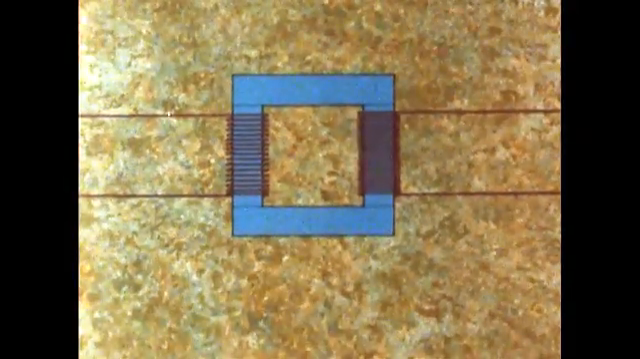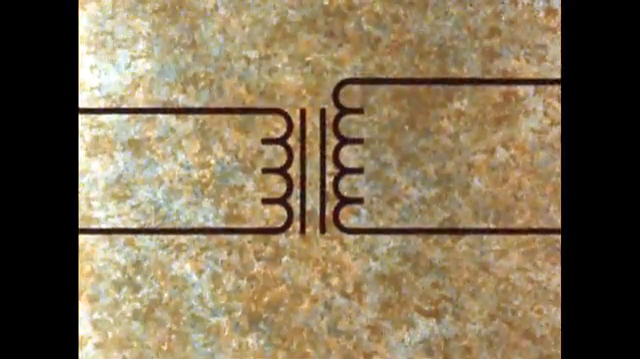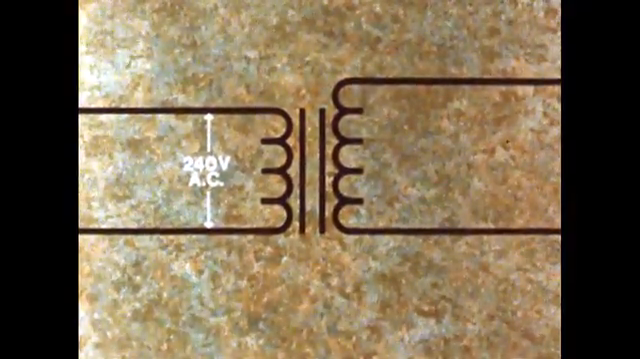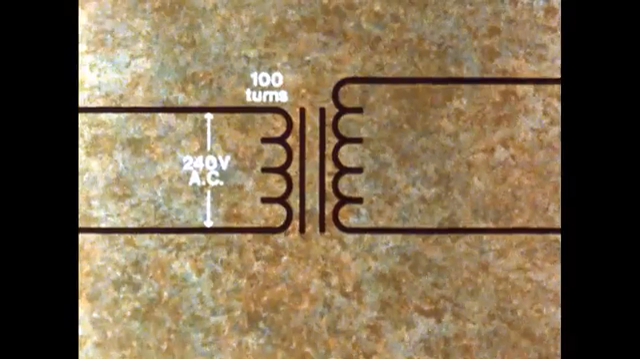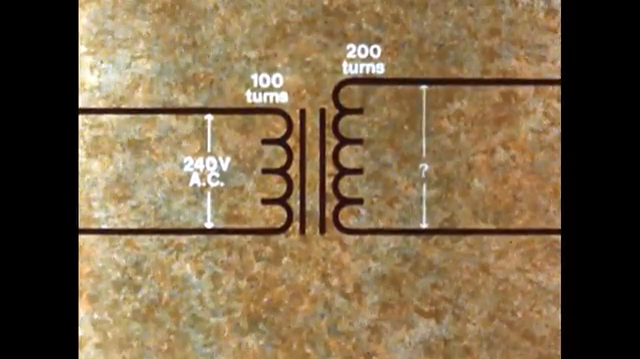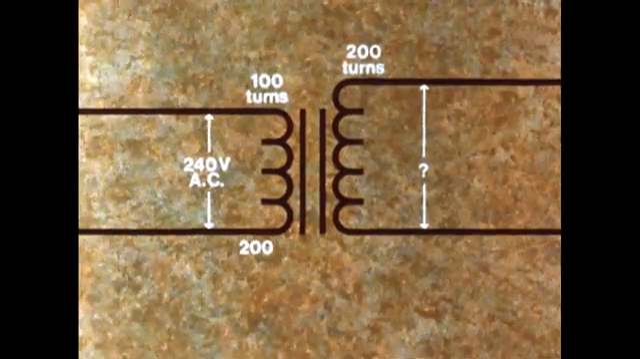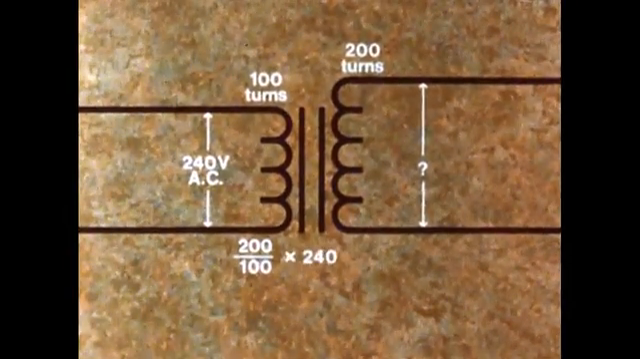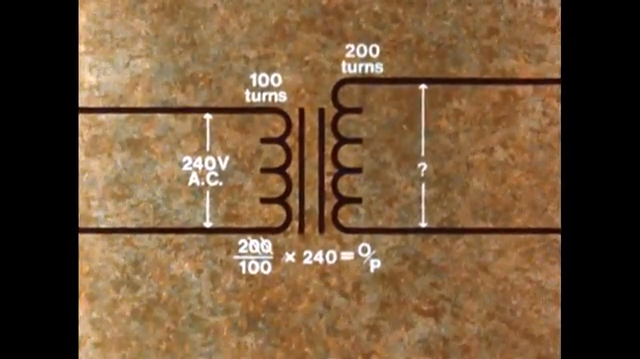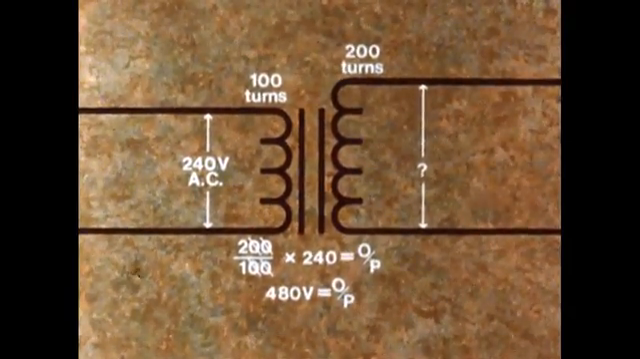All right, let's try another example. This time we will use the symbol for a transformer used in circuit diagrams, 2 coils and a core. Let's take an input voltage of 240 volts AC, alternating in a primary of 100 turns. And let's take a secondary of 200 turns. What will the output voltage be? Well, the number of secondary turns divided by the number of primary turns times the input voltage equals the output voltage. So the output voltage is 480 volts AC, and we have again a step-up transformer.